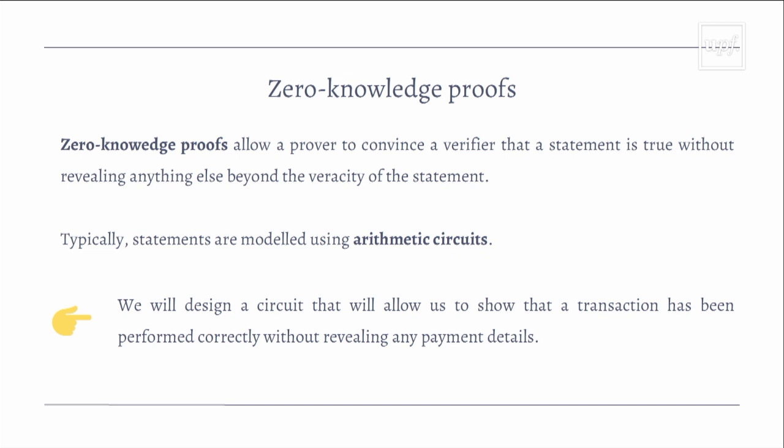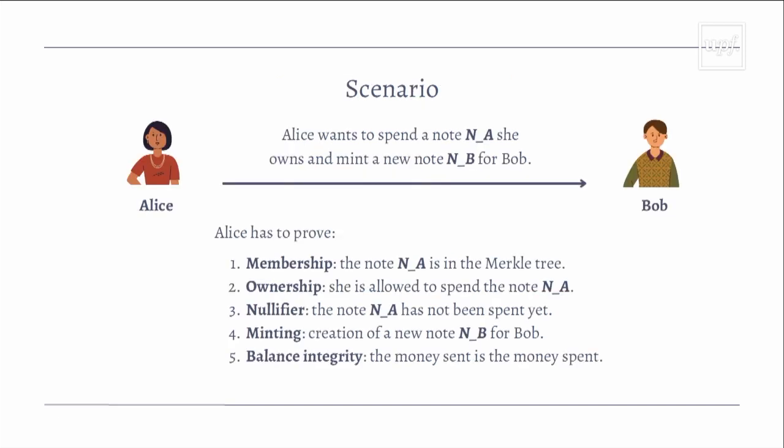So the goal today is to design a circuit that will allow us to show that a transaction has been performed correctly, so following the rules, but without revealing the payment details. And by payment details, I mean which of the nodes is being spent, who is spending, who it is being sent to, and what the value being transferred was.